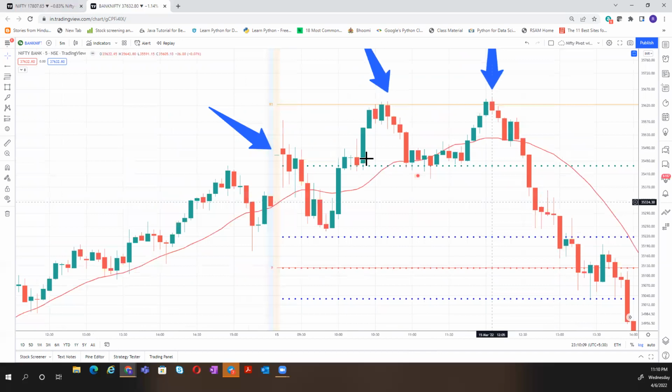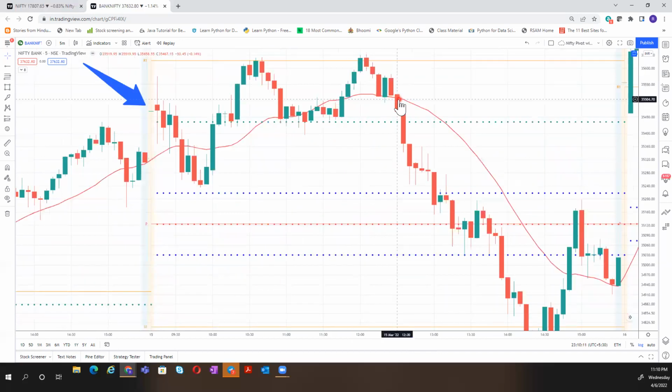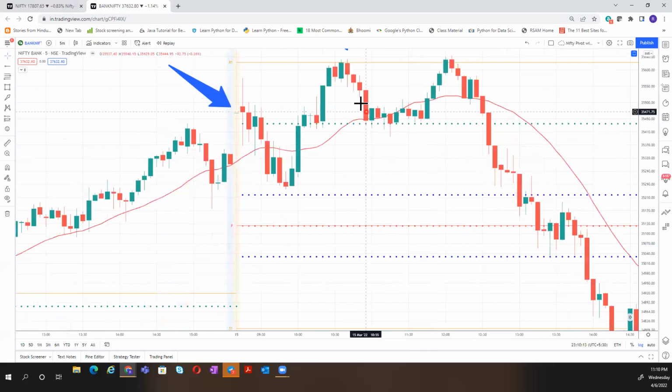It gave big money here. Once the 20-day moving average was broken, it went boom. See here, even if it comes here, it just took support on the 20-day and previous day low and went up.